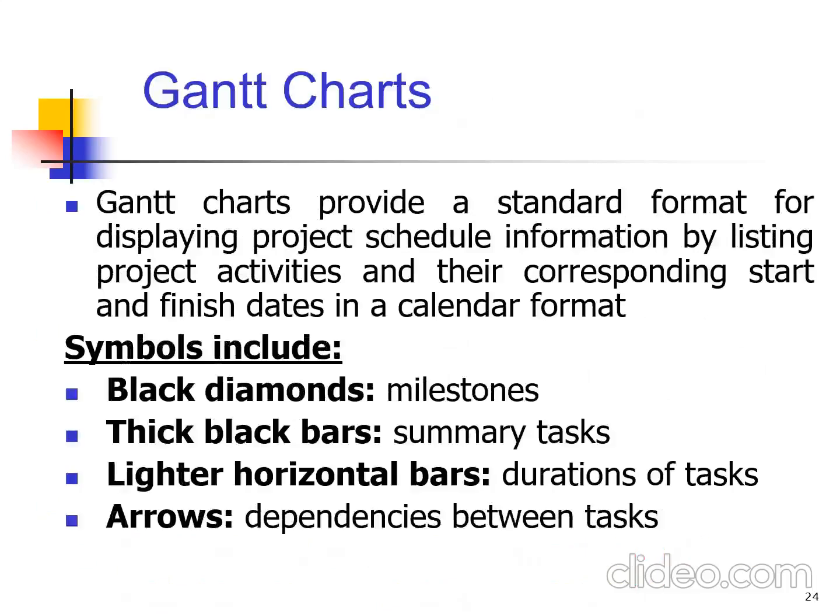Gantt charts provide a standard format for displaying project schedule information by listing project activities and their corresponding start and finish dates in a calendar format. The symbols include black diamonds, which indicate milestones, thick black bars, which show summary tasks, lighter horizontal bars, which show durations of tasks, and arrows, which show dependencies between tasks.